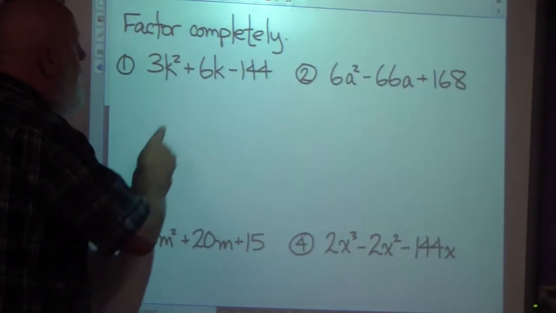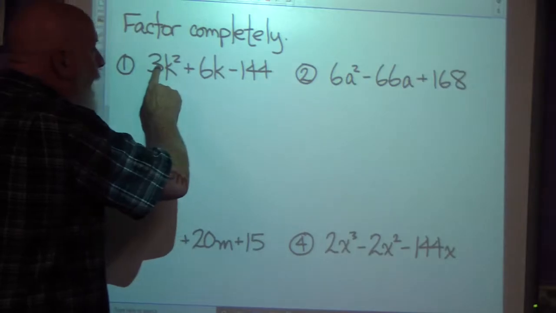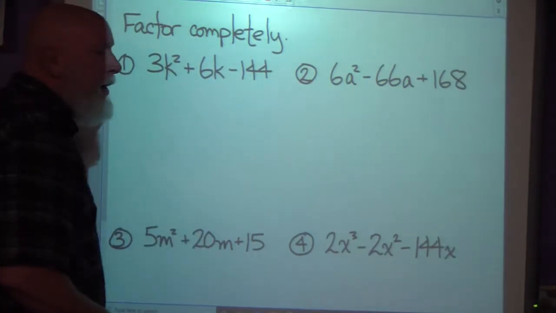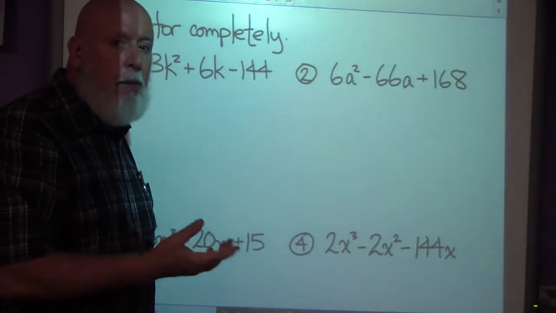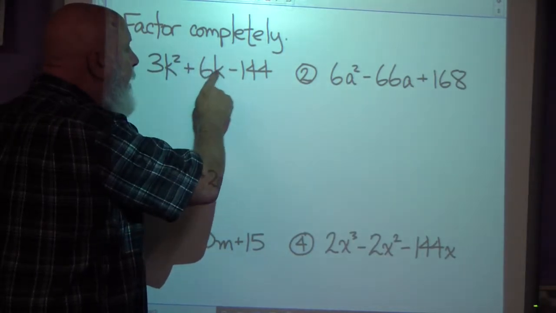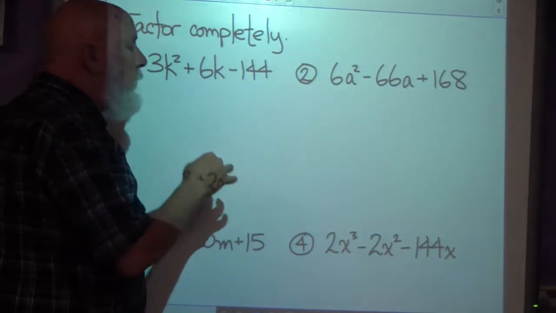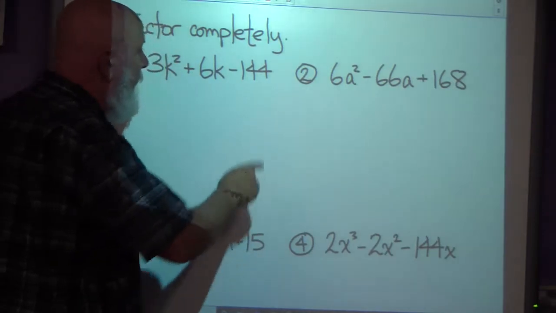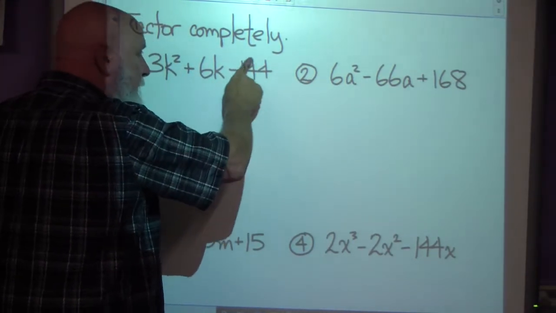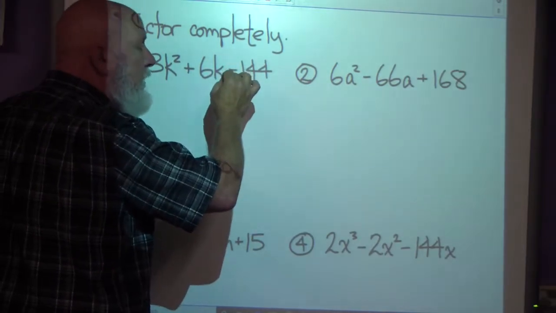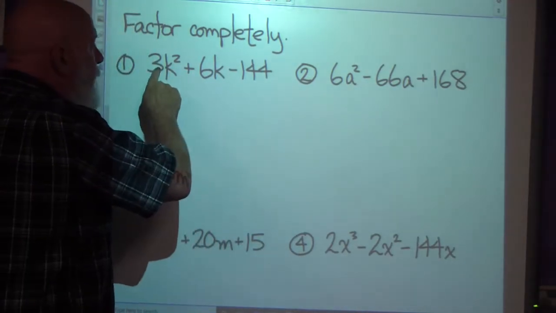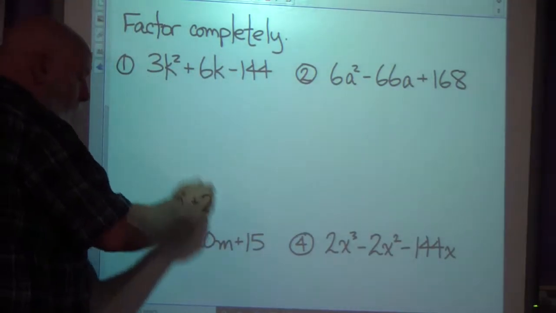Factor completely. I'm looking at this, I see that A is 3, B is 6, C is negative 144. So I'm going to check to see if there's a greatest common factor. And I see that all three of these will divide by 3. Okay? 1 plus 4 plus 4 is 9. That's the test: if the sum of the digits is divisible by 3, then this number itself is divisible by 3. So I'm going to divide all these by 3, factoring out the 3.